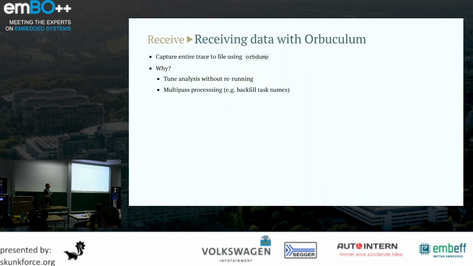So we need to process the data. We'll start by capturing the data with OrbDump and do all the analysis of the trace offline, so we can easily retune our analysis and try different parameters or do some modifications on the incoming data, like backfill the task names. So after running, you see, aha, this address is the task this. So I can just fill it into the output and see what is going on more easily without running the entire capture process again.